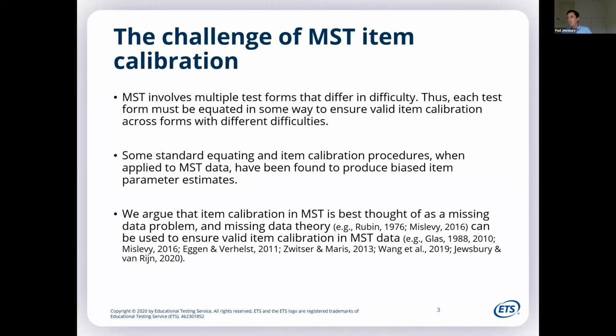So we argue, along lines with several other authors, that item calibration in MST is best thought of as a missing data problem. And the application of missing data theory, in particular from Rubin, can be used to ensure valid item calibration in MST data.